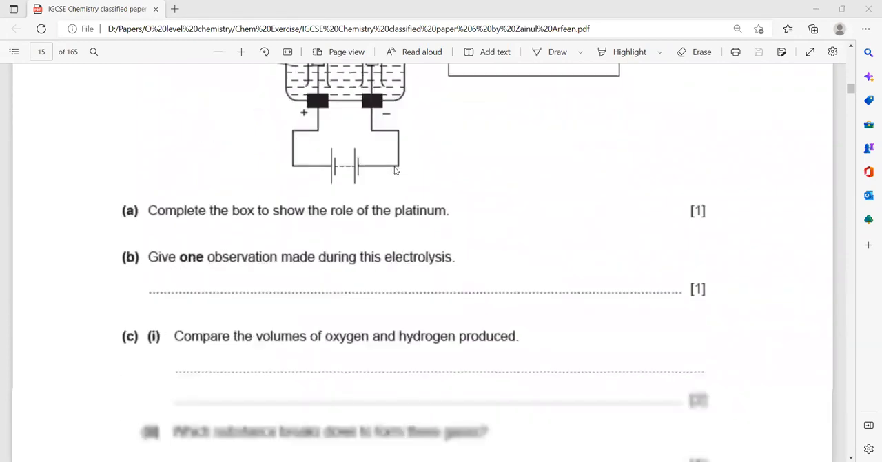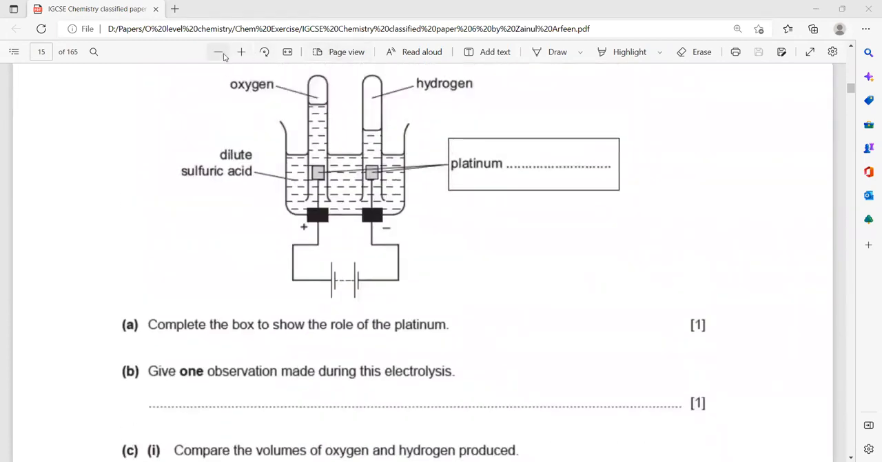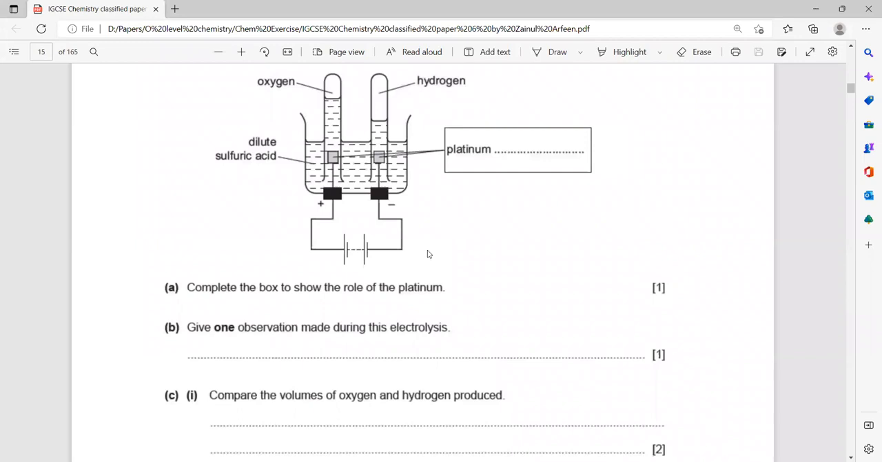One observation made during this electrolysis: what you will see or observe when this electrolysis occurs. Whenever a gas is given off, the most common observation is bubbles. That's the most common observation whenever a gas is given off.